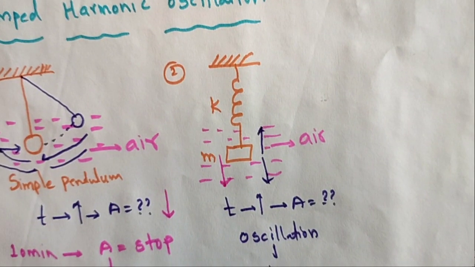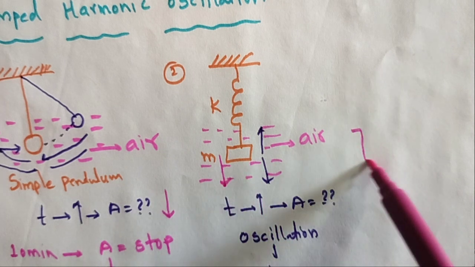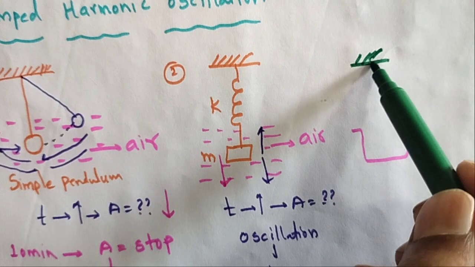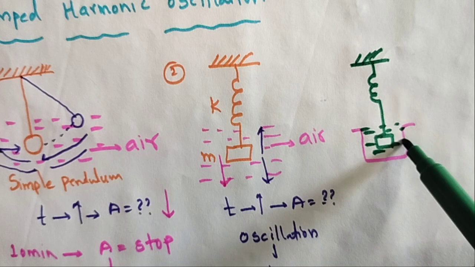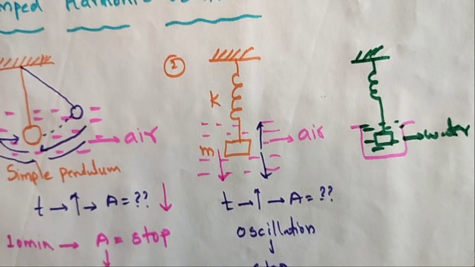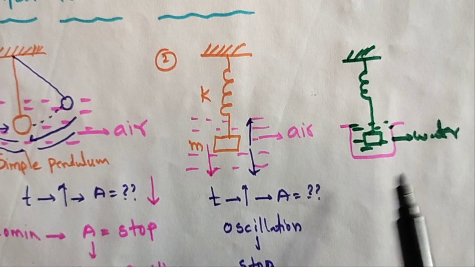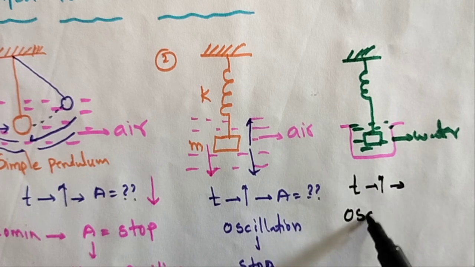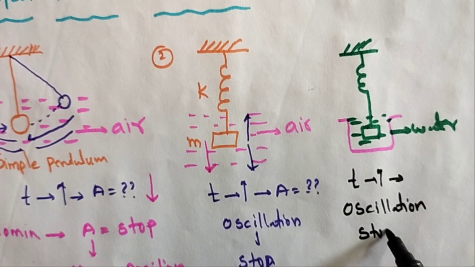Let us take another example, the third case. The same spiral spring-mass system is placed inside water, and it oscillates inside the water. What is your observation? As time increases, the oscillation stops very fast.